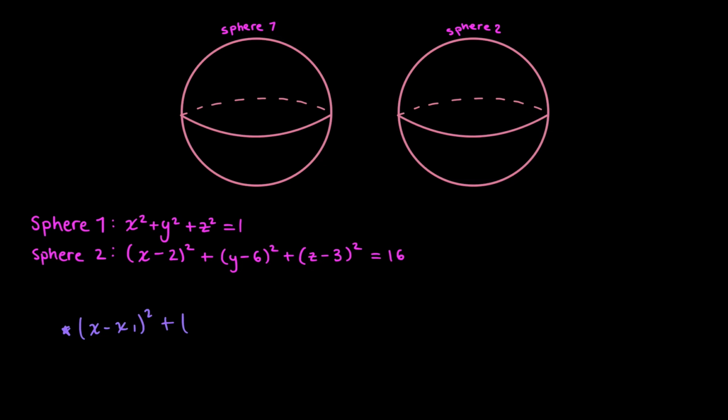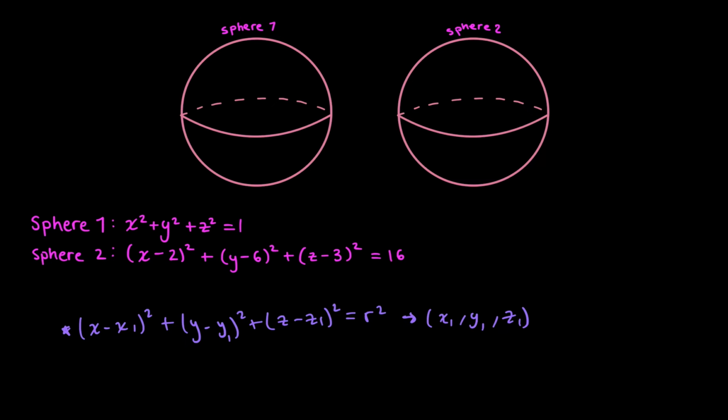(x − x1)² + (y − y1)² + (z − z1)² = r², where r is the radius. Now, this general equation of a sphere tells me that the center of this general sphere is (x1, y1, z1). Now that I have all that down, I can get a lot of information out of the equations for sphere 1 and sphere 2.